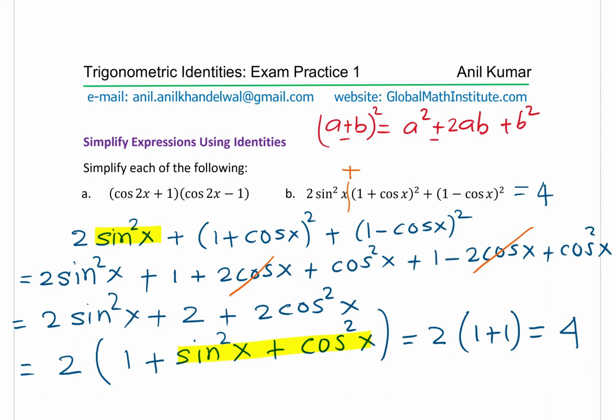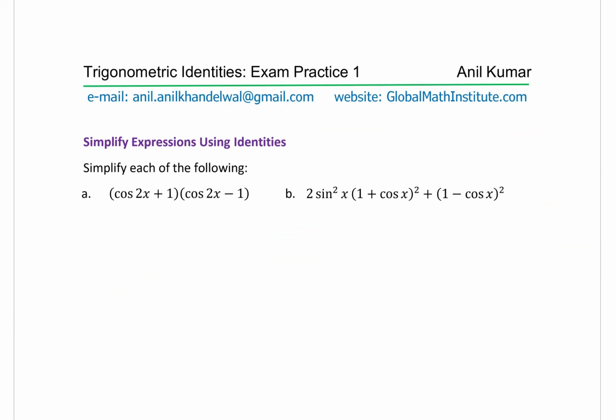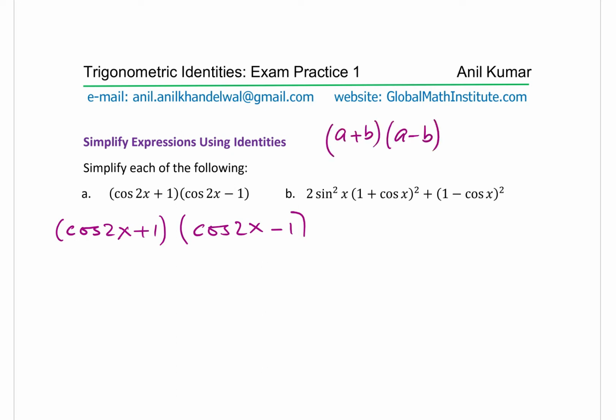Okay, now let's do the other expression. We'll simplify this one, which is the multiplication of cos 2x plus 1 times cos 2x minus 1. So it is a plus b times a minus b. So let me write down the formula. We have a plus b times a minus b, which gives us a square minus b square. So you are seeing how we are using algebraic identities to prove trigonometric identities. So they go hand in hand.